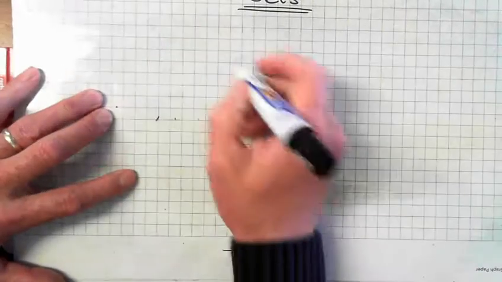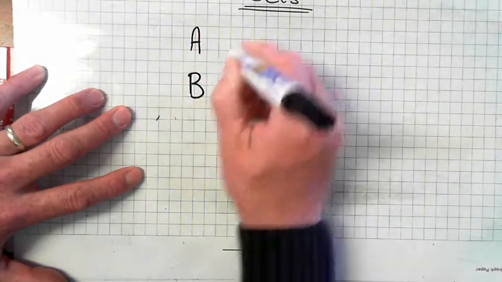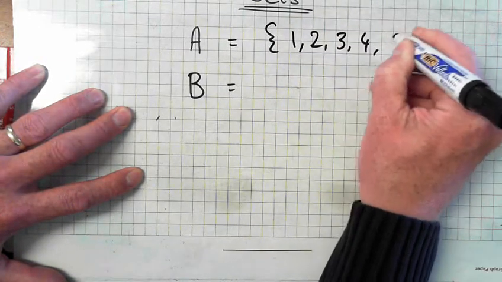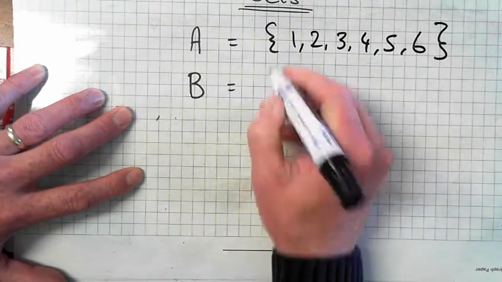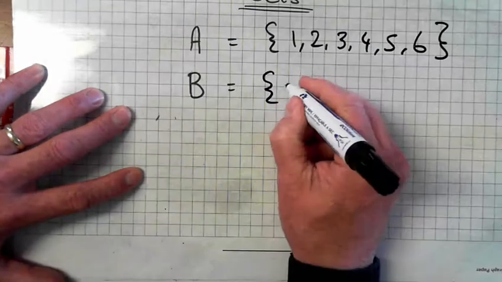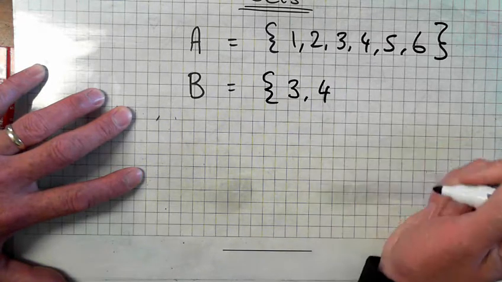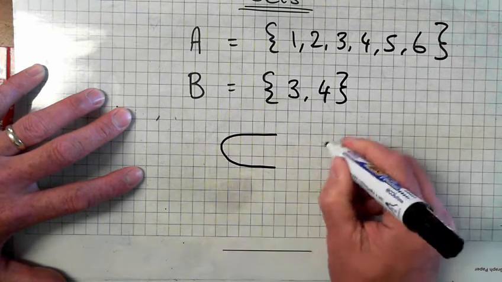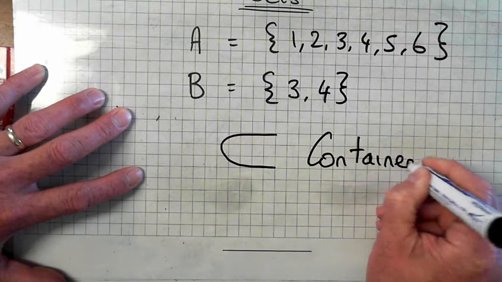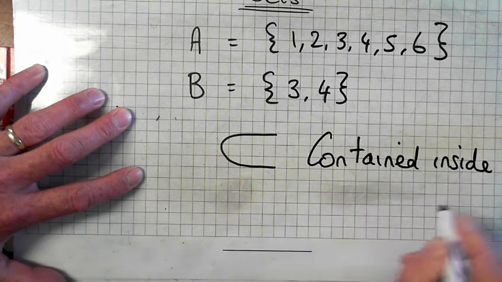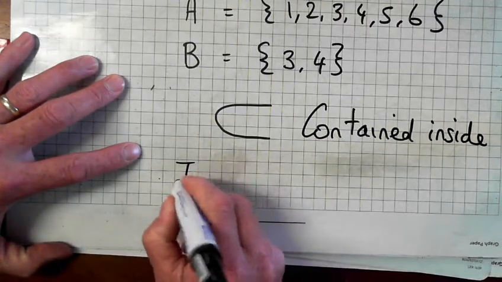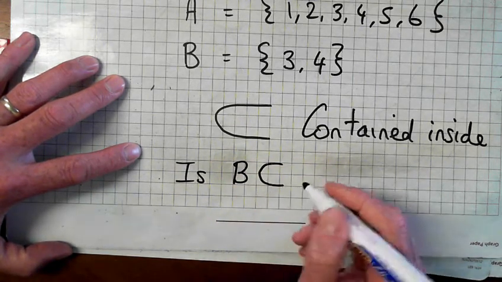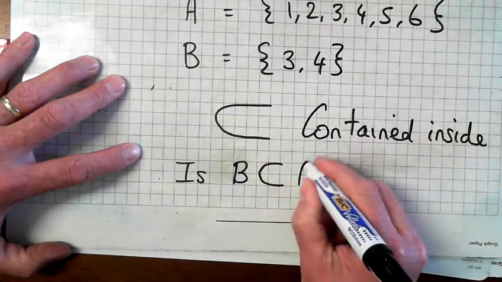Okay. So let's say we have the set A and we have the set B. So the set A, I'm going to call it 1, 2, 3, 4, 5, and 6. And the set B, I'm going to call it 3 and 4. Now this symbol here means contained inside. Right. So my first question, is the set B contained inside set A? Can you see it inside set A?